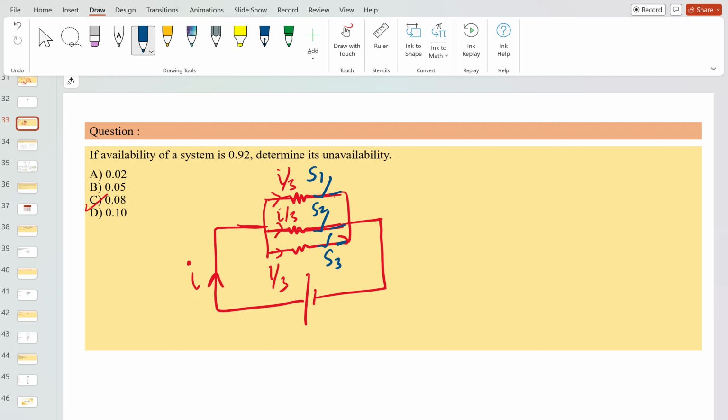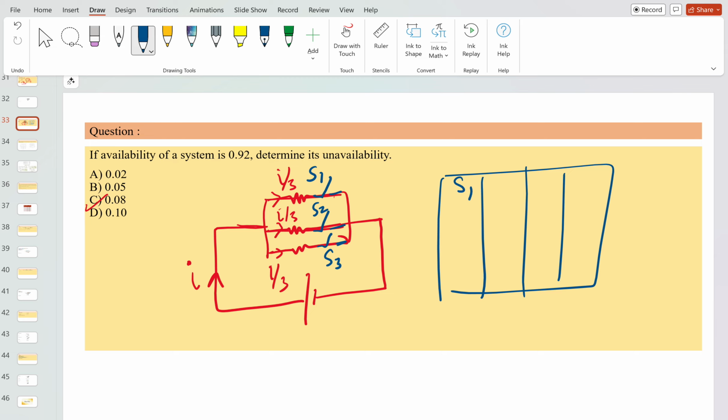So in this kind of system, when switch 1 was on, let me make a table. S1, S2, S3, and whether current will flow or not, on or off, kind of. And this is the state.